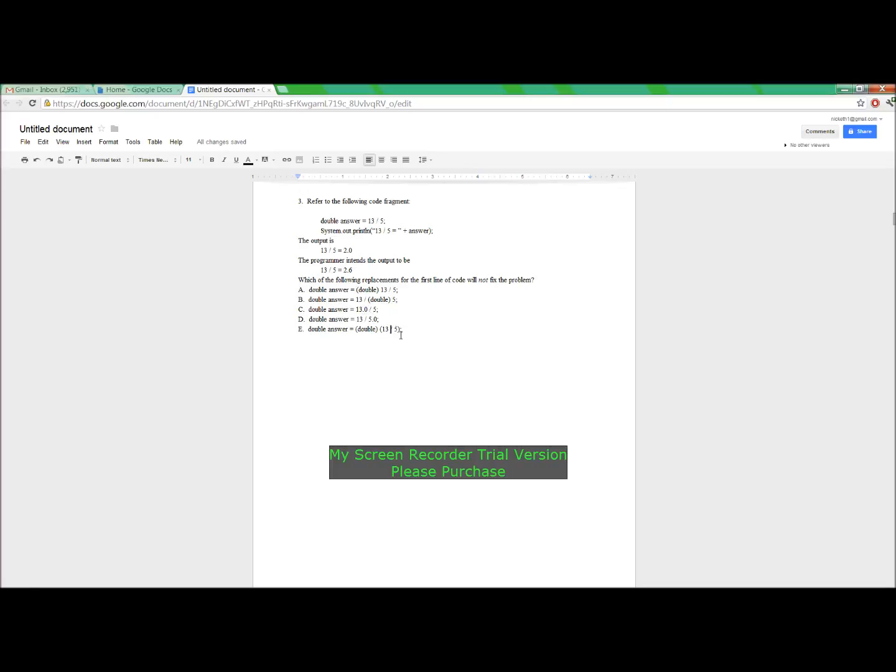Now, E is not doing either one of those things. It's dividing 13 by 5 and then casting that to a double, which will get you this exact same result, because that's basically already happening. It's 13 divided by 5, and then it's going into a double. Right here, it's 13 divided by 5, and then you're changing it into a double, which is basically the same thing. So there you go. It's definitely E.